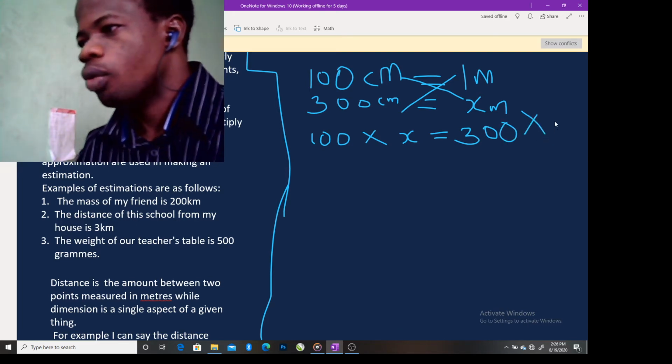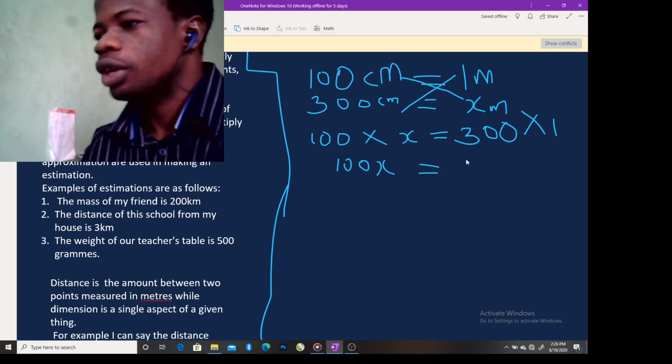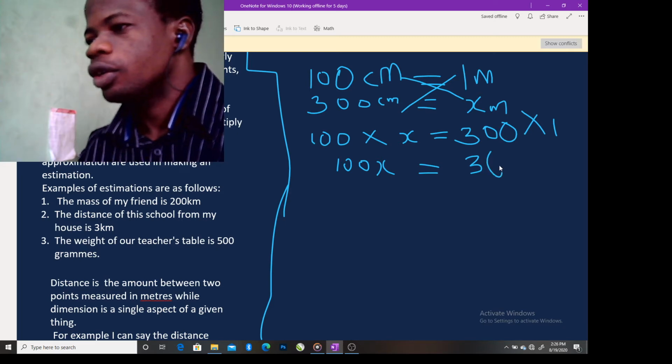times 1. So 100 times x will give us 100x. Once you have 100x, 300 times 1 is 300. What are we looking for? We are looking for this x.